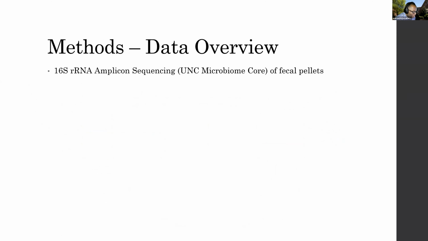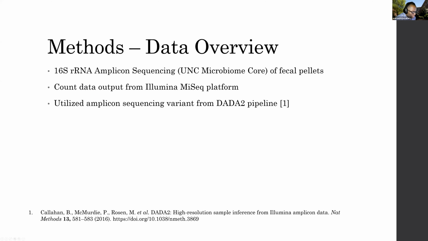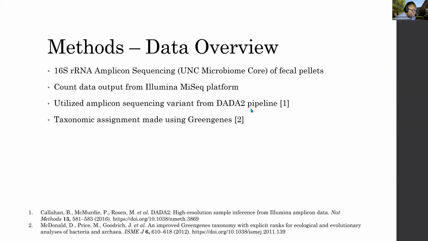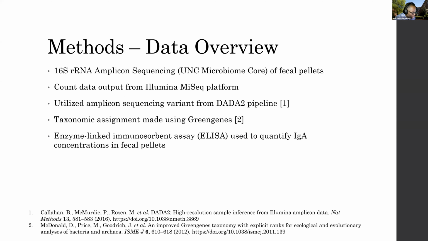And so again, just a little bit more background before we get into the model. This was 16S sequencing that was done on the microbiome. The fecal pellets were flash frozen and they counted them. In particular, we got count data from the Illumina MiSeq platform. The OTUs and ASVs, that is amplicon sequencing variants, were assigned using the DADA2 pipeline. And then the taxonomic assignments were made using Greengenes. So when we started to label these things and identify what bugs or species or strains were there, they were done using phylogenetic matching to Greengenes. And then ELISAs were used to quantify IgA.